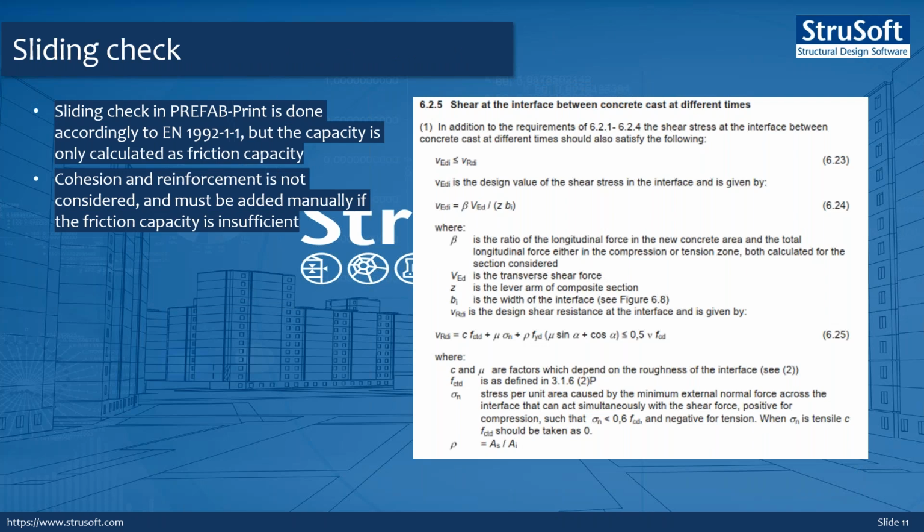The shear between two horizontal edges of two walls is calculated in the report by the formula 6.25, as you see. We only consider the friction part, which is the one you see here. So cohesion and the reinforcement is not applied. Just keep that in mind.